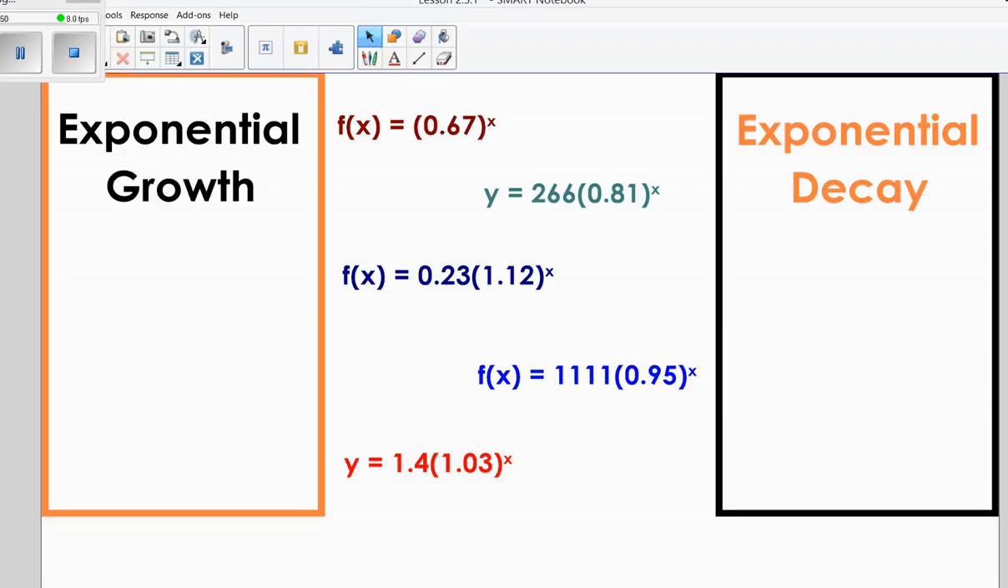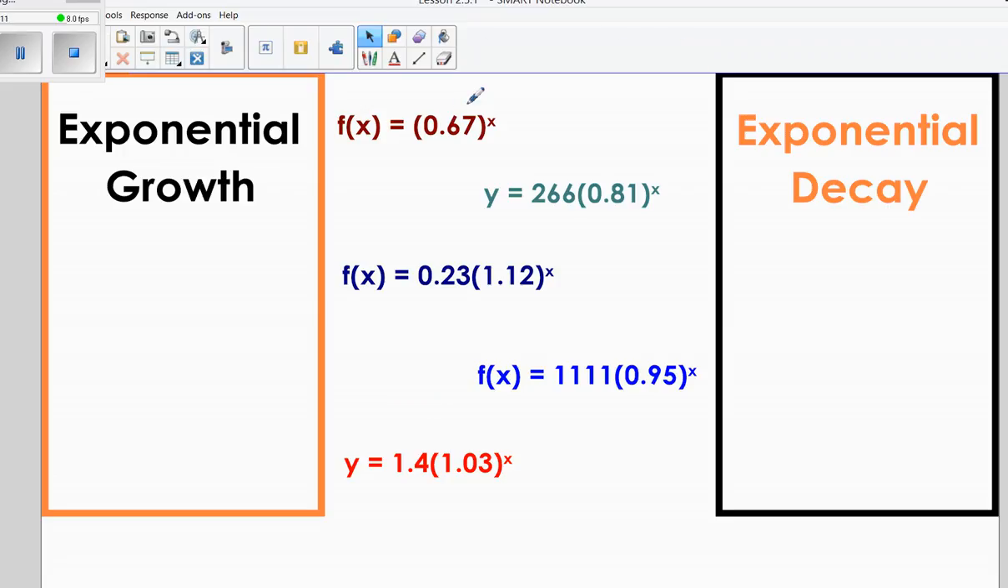So what I want you to do is take a little look and see if you can understand which of these 5 functions up here are growth or decay. Pause the video, take a second, see if you can go through and say, hey, that's growth, that's decay, growth, decay. And after you've figured it out, play it and we'll see where it is.